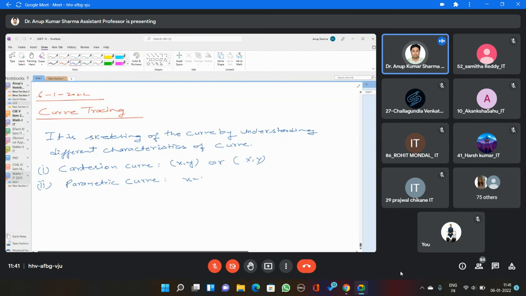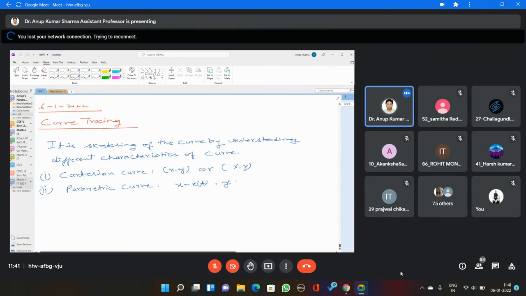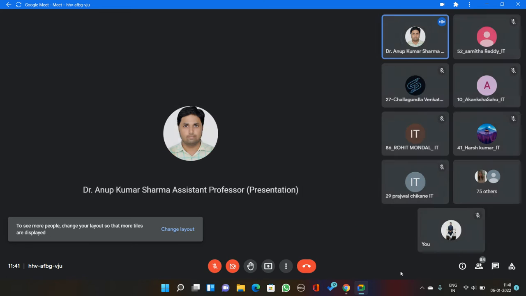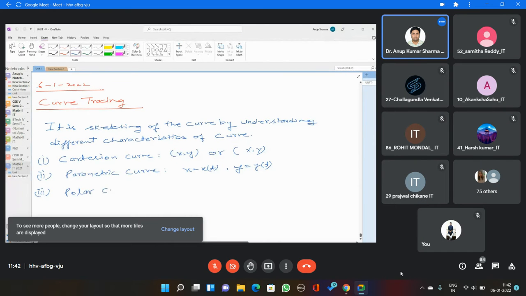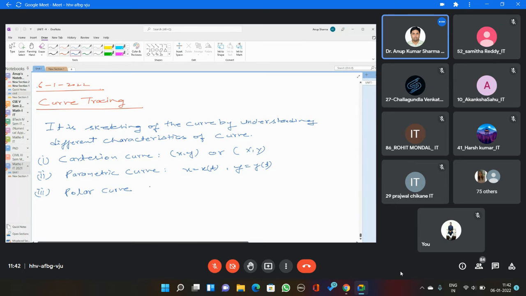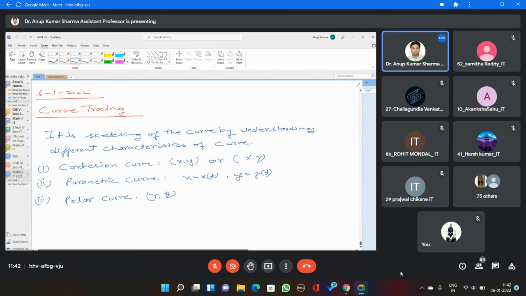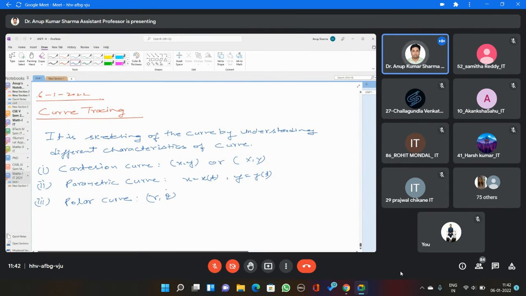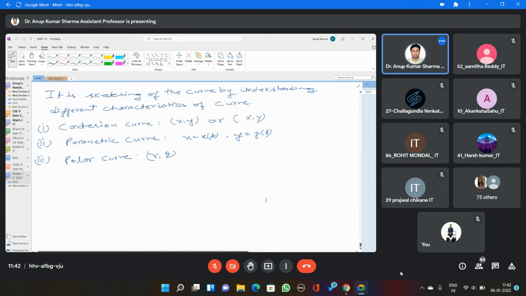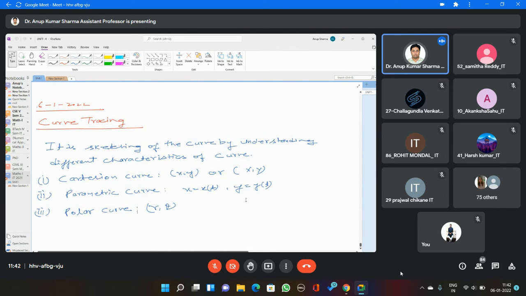Parametric curve. So here we write x as a function of t, and y is also a function of this t. And the last one is the polar curve, r as a function of theta. So now we study the steps or methods to draw the curve. The working rule I'm going to write.